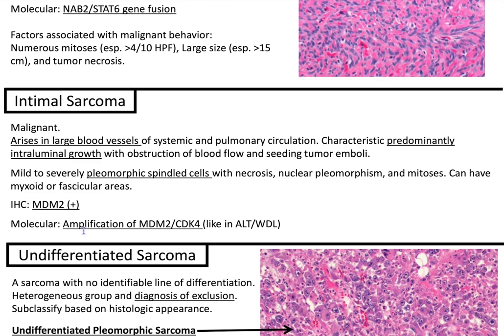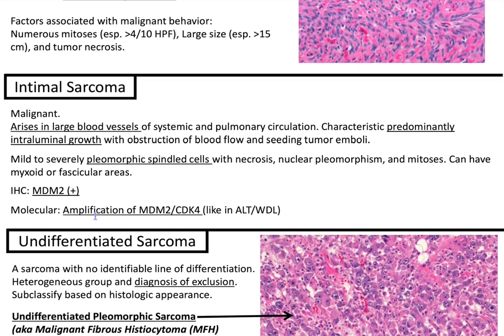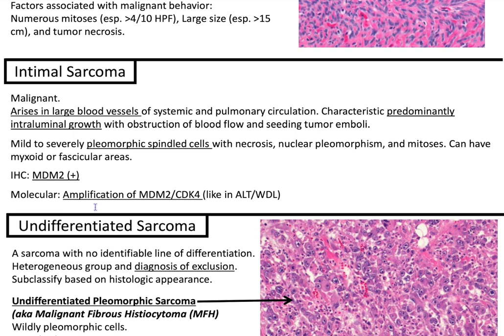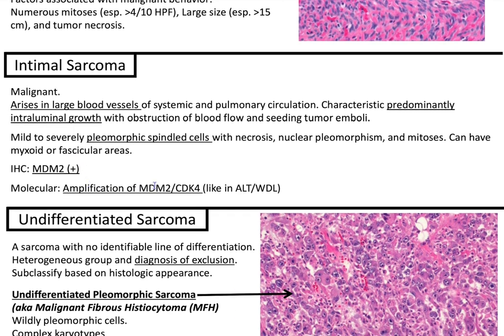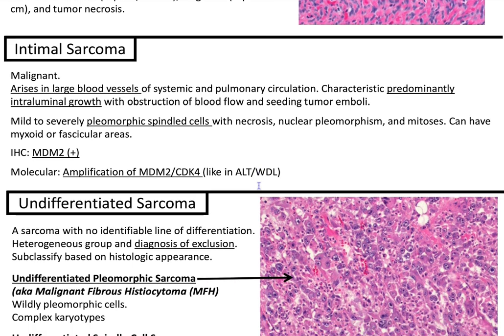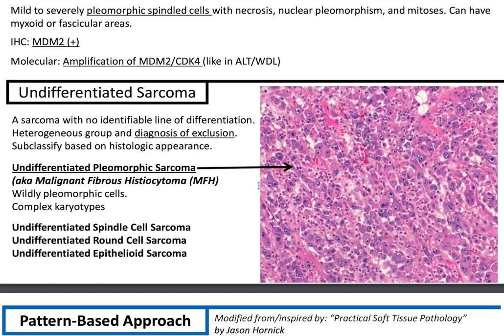Intimal sarcoma arises in large blood vessels of systemic and pulmonary circulation, characteristically predominantly intraluminal growth, mild to severely pleomorphic spindled cells, MDM2 positive, and has amplification of MDM2 and CDK4, like an atypical lipomatous tumor, a well-differentiated liposarcoma.